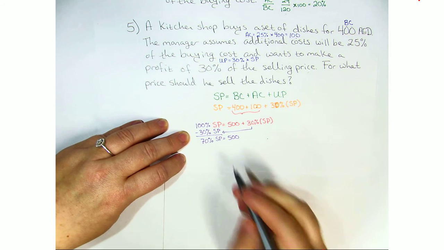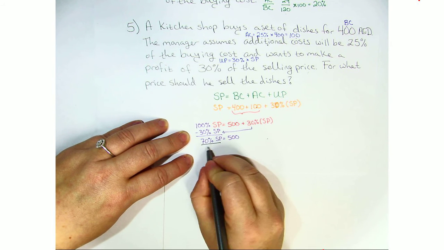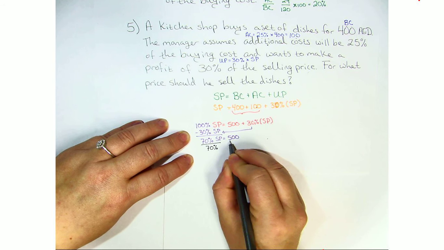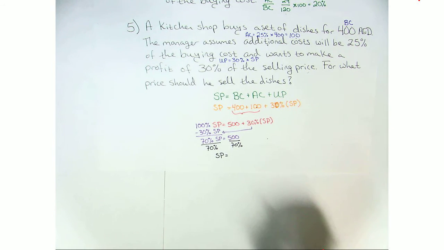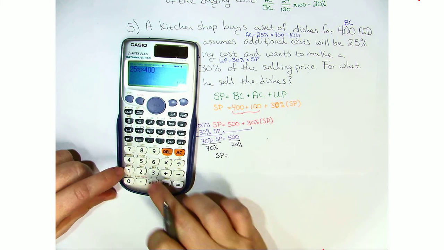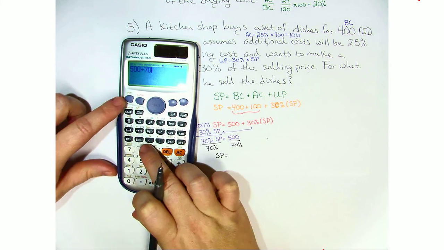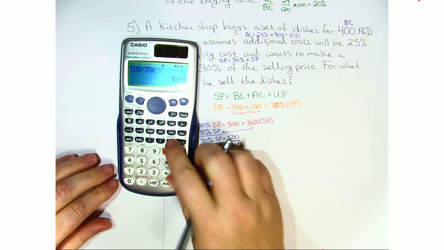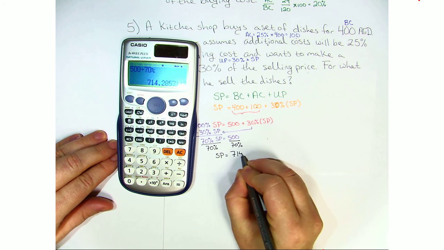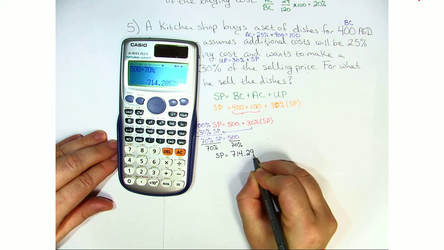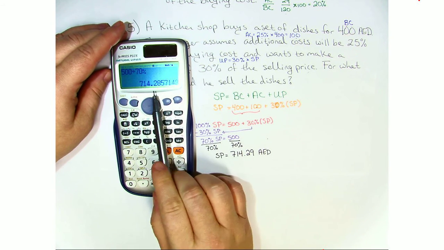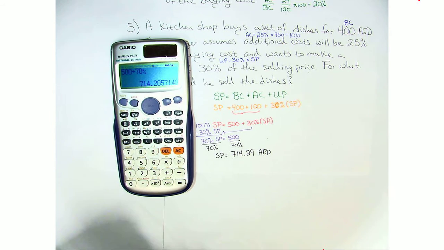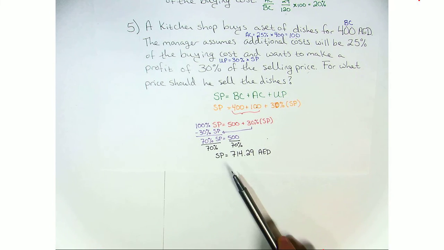Now the next step is just to isolate the variable, isolate the selling price. So we divide both sides by 70%, and we get our selling price. So let's go ahead and do that real quick. 500 divided by 70% is 714.29 dirhams. Now, as you can see, we had to round the 8 up because it was followed by a 5. So your answer would be 714.29 dirhams.